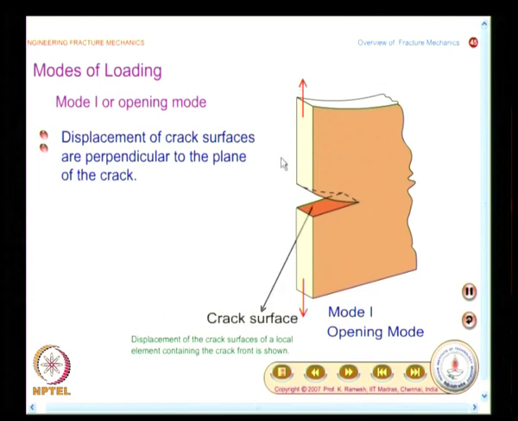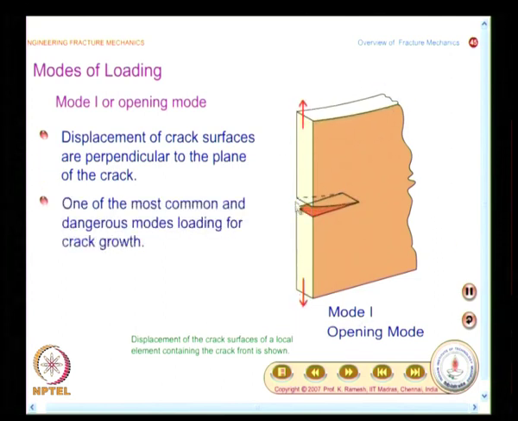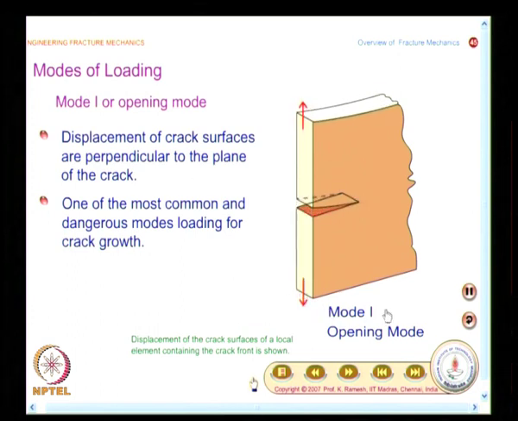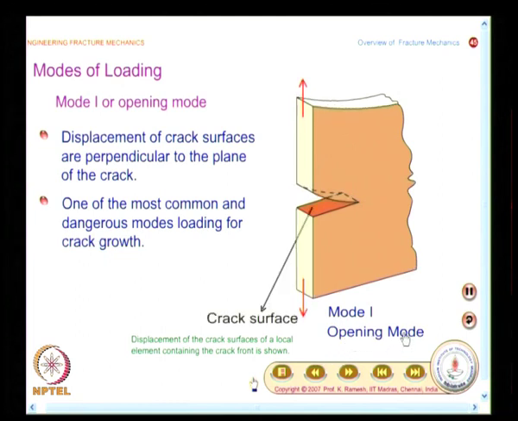You make a neat sketch of this crack that is opening. This is very important. What is shown here is that the crack faces open up like this. The displacement of crack faces is perpendicular to the plane of the crack, and this is labeled as mode 1. This is also called the opening mode, mainly because you have the crack and, because of the load, the crack opens up like this.